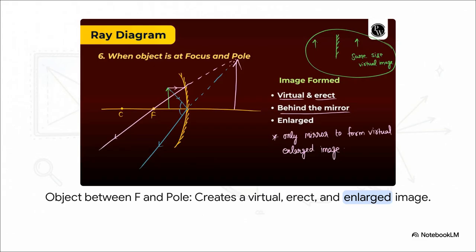But watch what happens if we move the object really close to the mirror, inside that focal point. Now, when we trace the rays, they spread out. They never cross in front of the mirror. But if we trace those reflected rays backwards, behind the mirror, they meet up. This is exactly how a magnifying makeup mirror works. It creates a virtual image, one you can't project on a screen, that's upright and way bigger than the real thing.